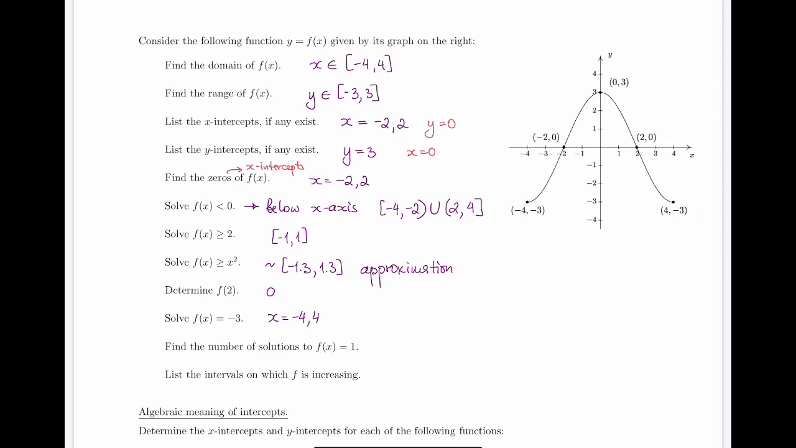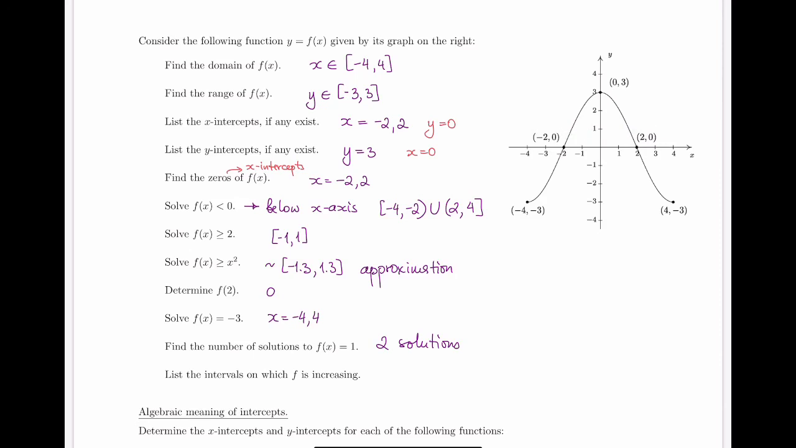Next, find the number of solutions to f of x equals 1. So here I'm not asked to find actual solutions, just how many of them I have. f of x equals 1. Once again, this means the y value. So it's asking how many times the y value is equal to 1. So I can draw myself a nice line at y equals 1, and I can see that I have 2 points of intersection, here and here. So there are 2 solutions to this equation. I can eyeball them from the graph, but here I'm not actually asked for specific x values.